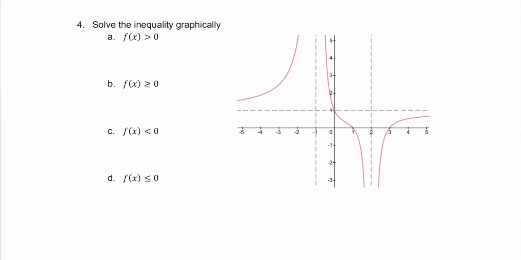Here we have another rational inequality. Up first, when is f greater than 0? When is f above the x-axis? That's in this region. From negative infinity up to the asymptote of negative 1. It is also above the x-axis here. That's from negative 1 up to 1. And again, from 3 to positive infinity.